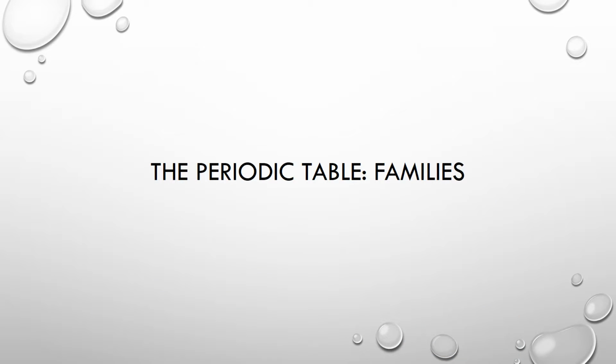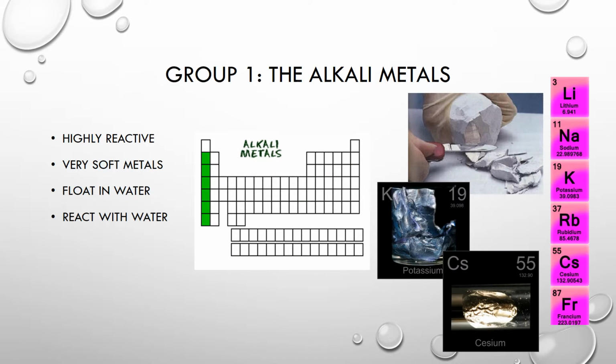Now we're going to take a moment to talk about families. As we said, you have two different organizations: periods and groups, and in our groups we tend to share similar characteristics. We're going to start with the alkali metals. The alkali metals are highly reactive. They are very soft. You could cut them with a butter knife and it would look very much like cutting butter. They float in water and they tend to react in water, so we get some fun reactions, and there will be a video available to you in Google Classroom that shows you some of those reactions.